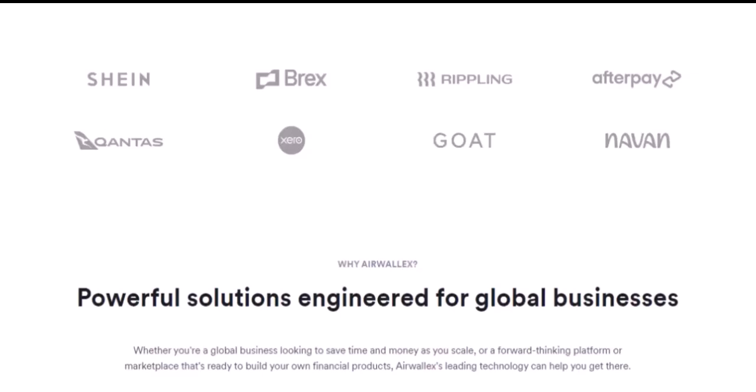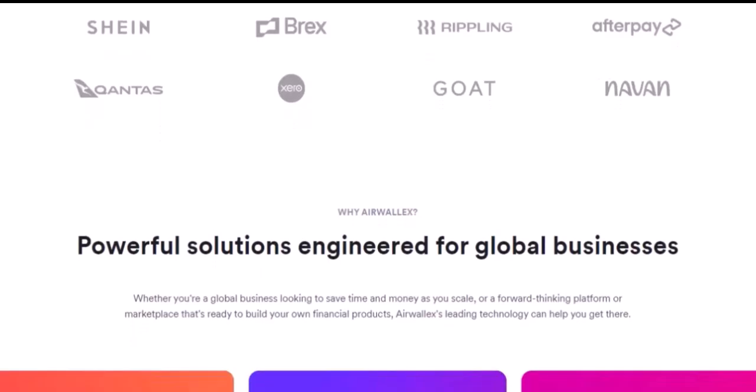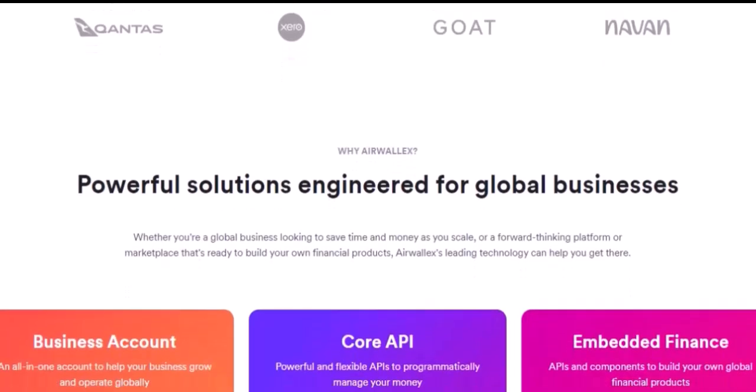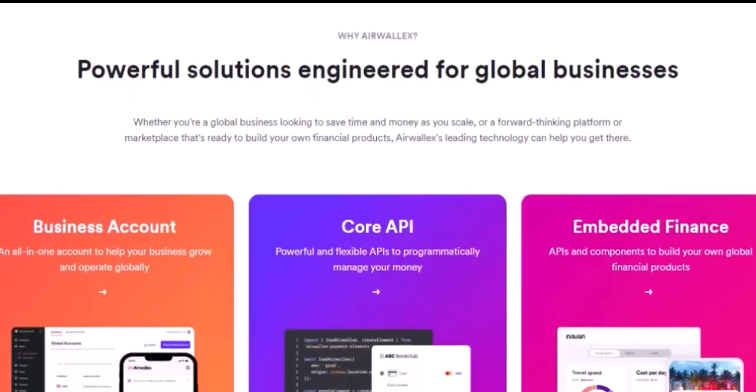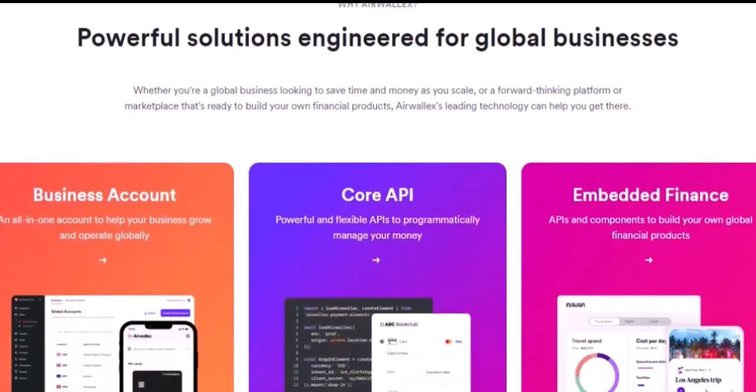How does Airwallex work? Sign up, create an Airwallex account, and provide the necessary documentation. Open global accounts, choose the currencies you need, and open corresponding bank accounts. Receive payments, share your bank account details with customers, and they can pay directly into your account.